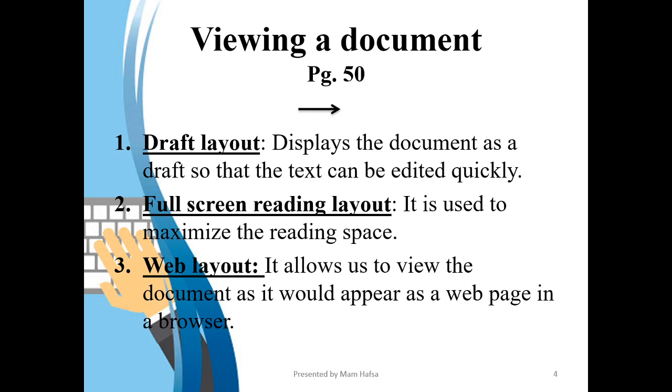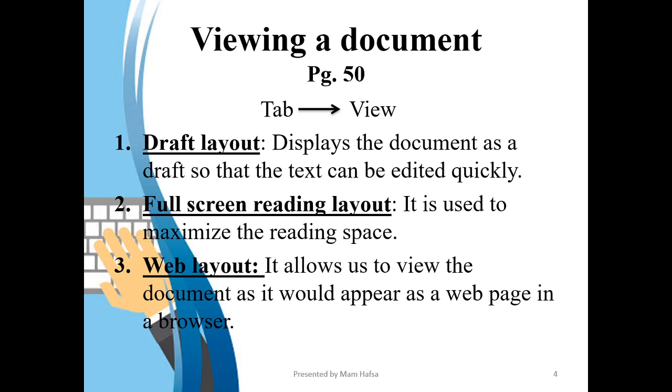The second way is full screen reading layout. This view enables us to maximize the reading space. And the last one is web layout. It makes us view the document as it would appear as a web page in a browser. While you people use internet, you might be using different websites, and over there you might be having different web pages. When you click on web layout, your document will appear as web page. Now how you can access these modes? For this, you will click on View tab.